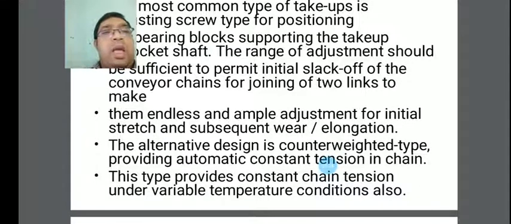For this, it provides constant chain tension under variable temperature conditions, because you have to consider the different temperatures. The tension should be fixed, and not higher or lower due to the variable temperature, because with variable temperature the chain condition also varies: at high temperature it loosens, and at low temperature it can tighten. For this the tension will be changed.